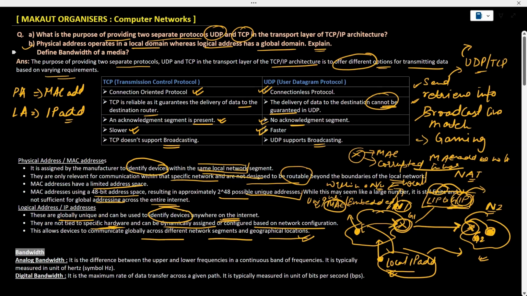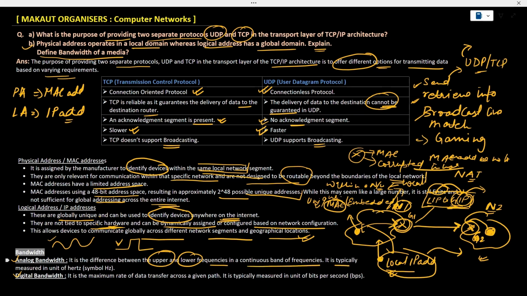Now, the next part is define bandwidth of a media. When we talk about bandwidth, there are two types: analog bandwidth and digital bandwidth. Analog means this type of signals, and digital means zeros and ones, this type of signals. Analog bandwidth is the difference between upper and lower frequencies in a continuous band of frequencies. It is typically measured in units of hertz. And digital bandwidth is the maximum rate of data transfer across a given path. It is typically measured in bits per second.